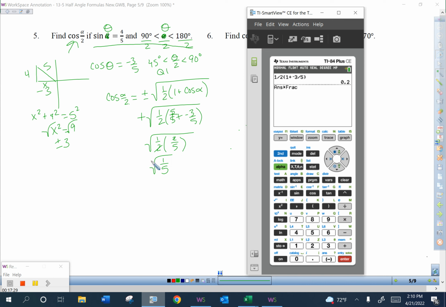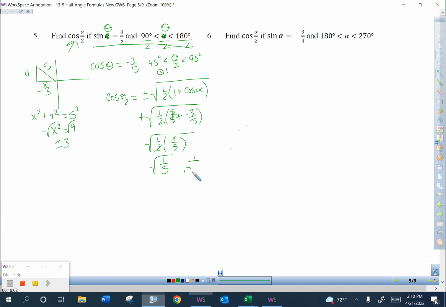From there, square root of the top, square root of the bottom, just like we have been doing. Square root of 1 is 1. Square root of 5 stays. And so we have to rationalize this one. Okay, we're doing it, trying to get a perfect square on the bottom. We can multiply it by itself. And we end up with our half angle for this one being a positive square root of 5 over 5.